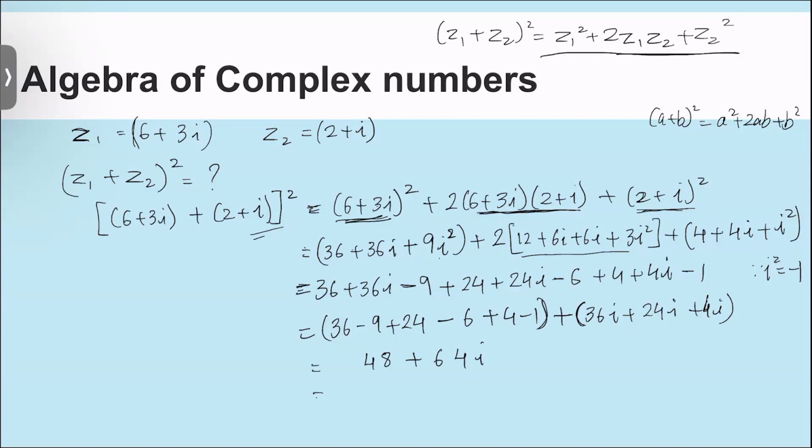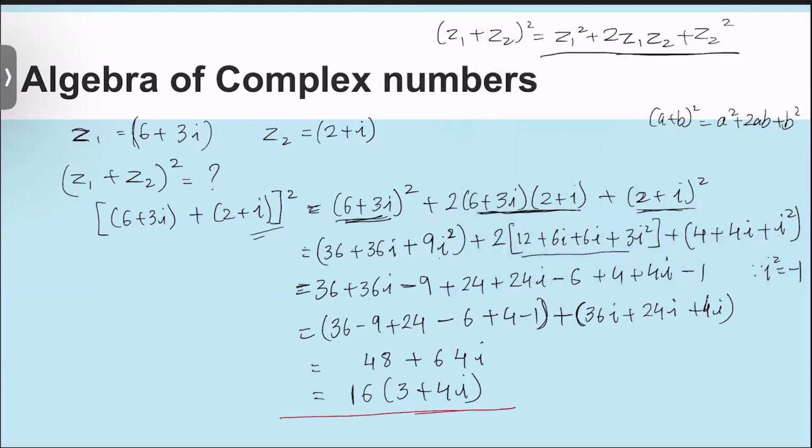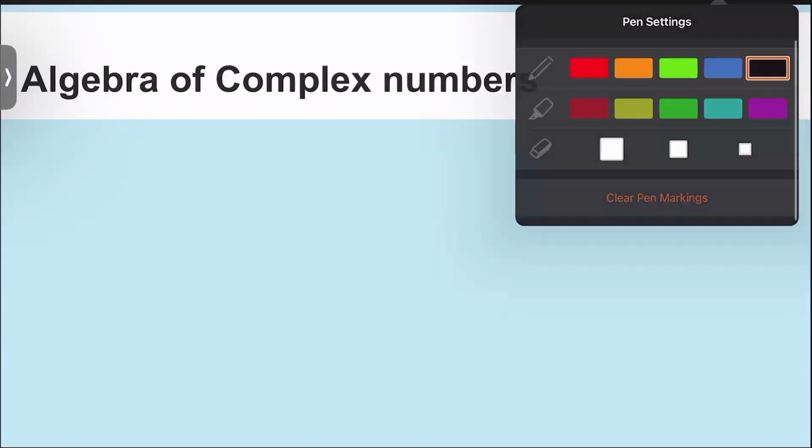If you take out the highest common factor, you get 16(3 + 4i). So this is the answer that you get for the whole square of the sum of two complex numbers. Over here we are using the identity to get the solution for this term. Now we'll move on to the next identity.